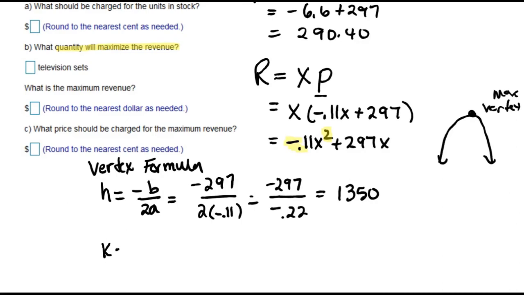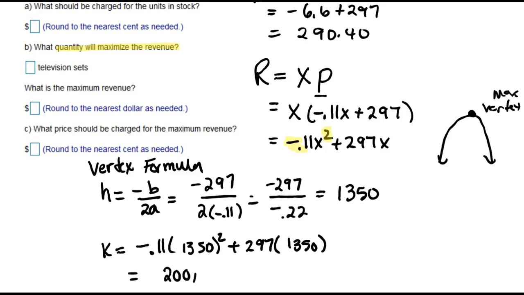Okay. So then I can find the k part of the vertex by substituting that 1350 into the revenue function. Negative 0.11 times 1350 squared plus 297 times 1350. Okay, let me put that in my calculator. Negative 0.11 times 1350 squared plus 297 times 1350 gives me 200,475.